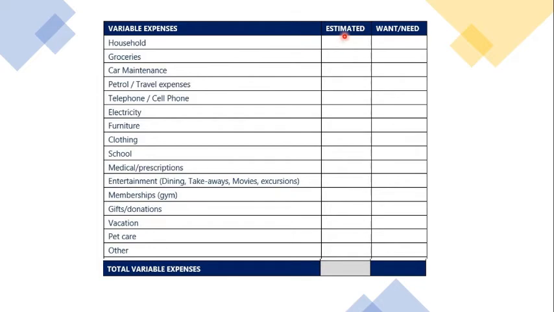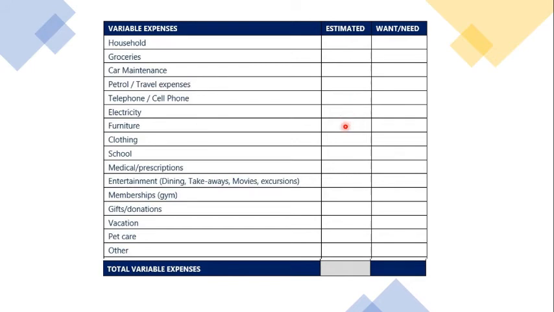Right, notice the estimated column, the want and need column. Now what is household? Household here is if you put money aside to fix things in the house that may break, like a fridge. Groceries, notice you don't eat the same amount per month. Of course, this could include cleaning products, etc. Car maintenance. Do you put money aside to look after your car once a year, every 6 months? Petrol, of course, then. Travel expenses, that could be bus or taxi. If you don't have a phone in your house, but you have a cell phone, you have some phone.